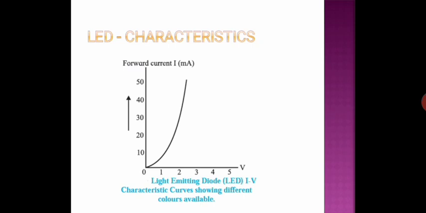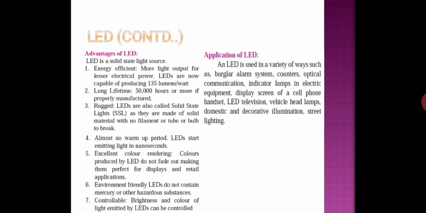The advantages of LED: LED is a solid state light source. First advantage, it is energy efficient, means more light output for lesser electrical power. LEDs are now capable of producing 135 lumens per watt. Second, long lifetime, 50,000 hours or more if properly manufactured. Third, rugged. LEDs are also called solid state lights as they are made of solid material with no filament or tube or bulb to break.